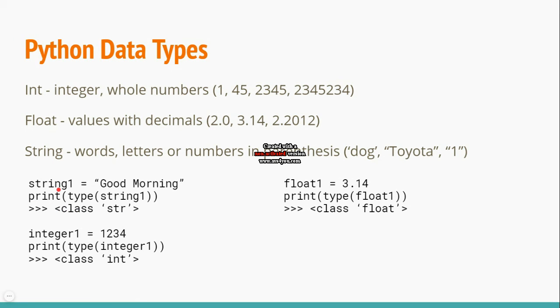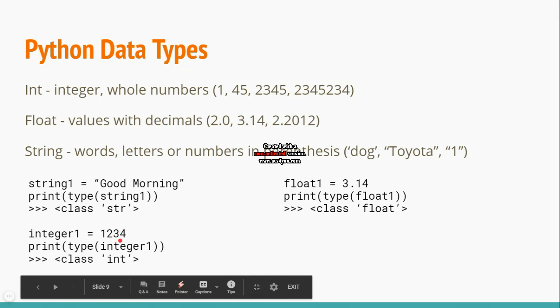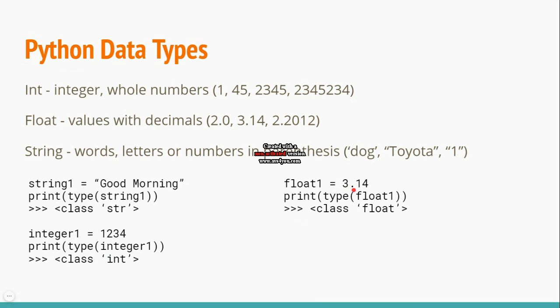For instance, in string 1, we have a string, good morning. We call print, and we call type for that variable, string 1. And then it outputs class string, letting you know what type of variable this is. Here we have integer, which is a whole number, no decimal points. Call print and type, and we get back int. And here we have a float, a decimal number, and we call print and type to return to us float, indicating that, yes, it is a float variable.